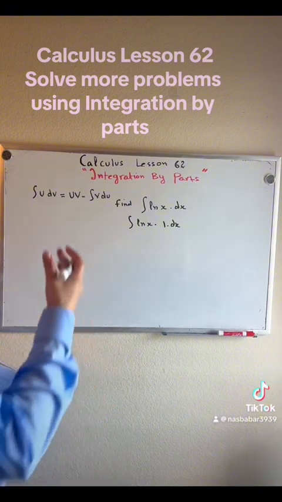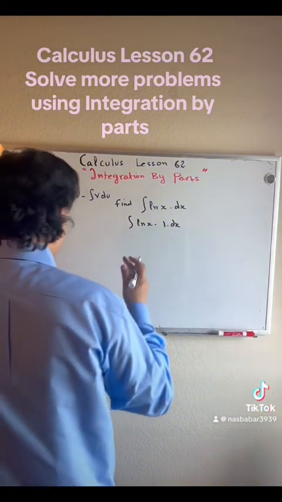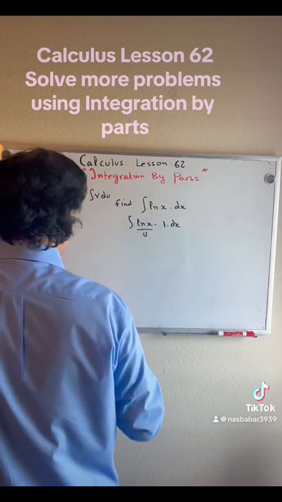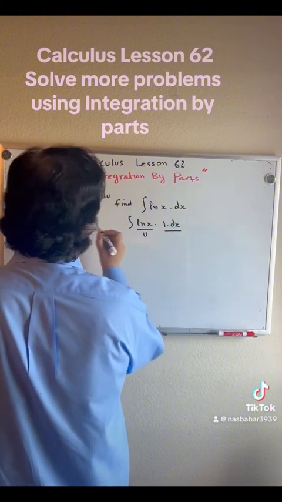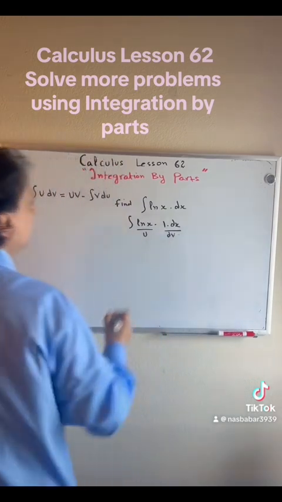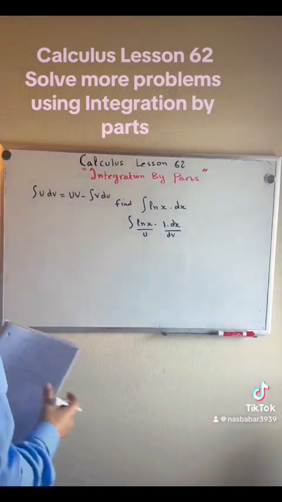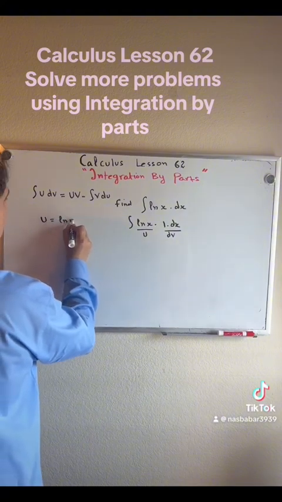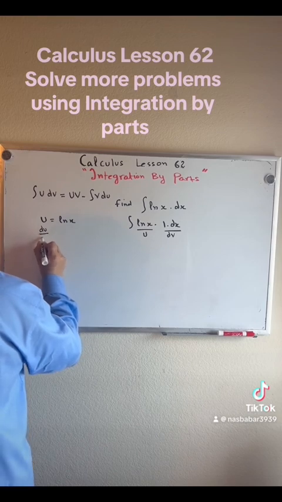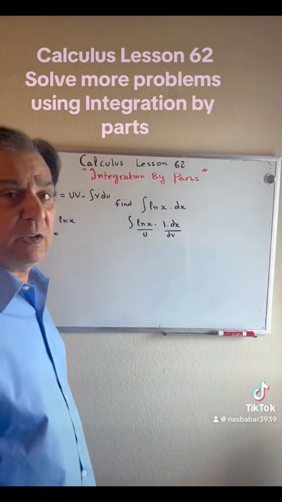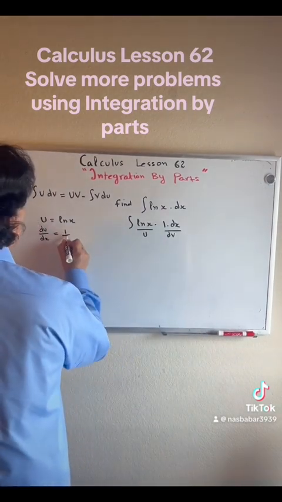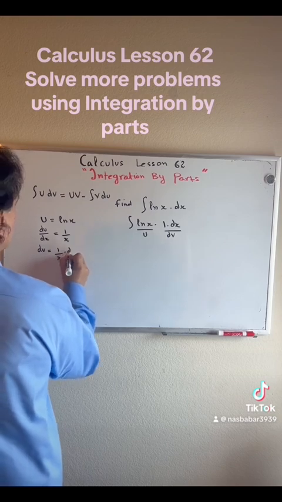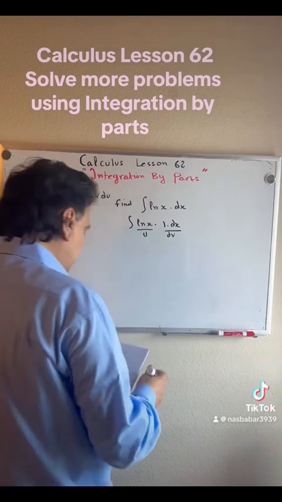I'm doing this because I want to make natural log of x as u, and make this right here as dv. Just a simplification to make it look nice. Then if u is equal to natural log of x, then du with respect to dx, what is the derivative of natural log of x? 1 over x. So we can say du is equal to 1 over x times dx. Easy peasy.